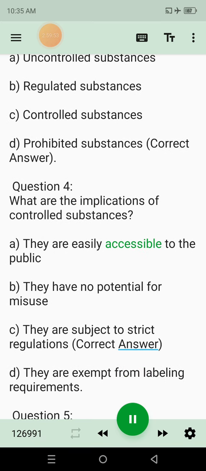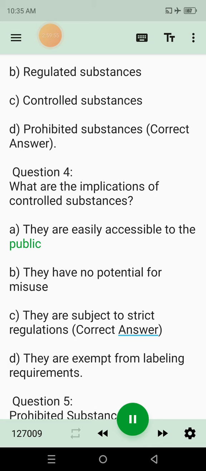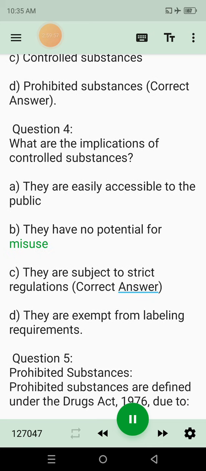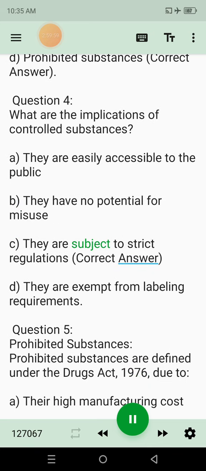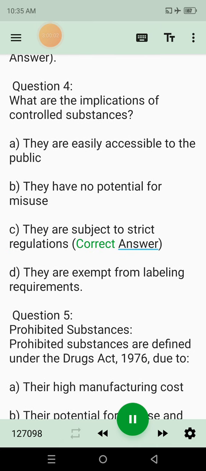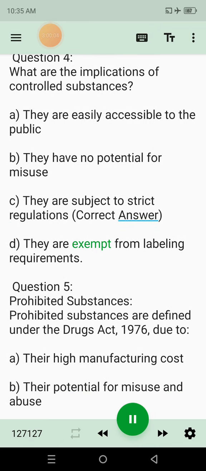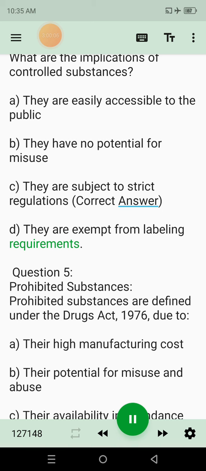Question 4. What are the implications of controlled substances? A. They are easily accessible to the public. B. They have no potential for misuse. C. They are subject to strict regulations. Correct answer. D. They are exempt from labeling requirements.